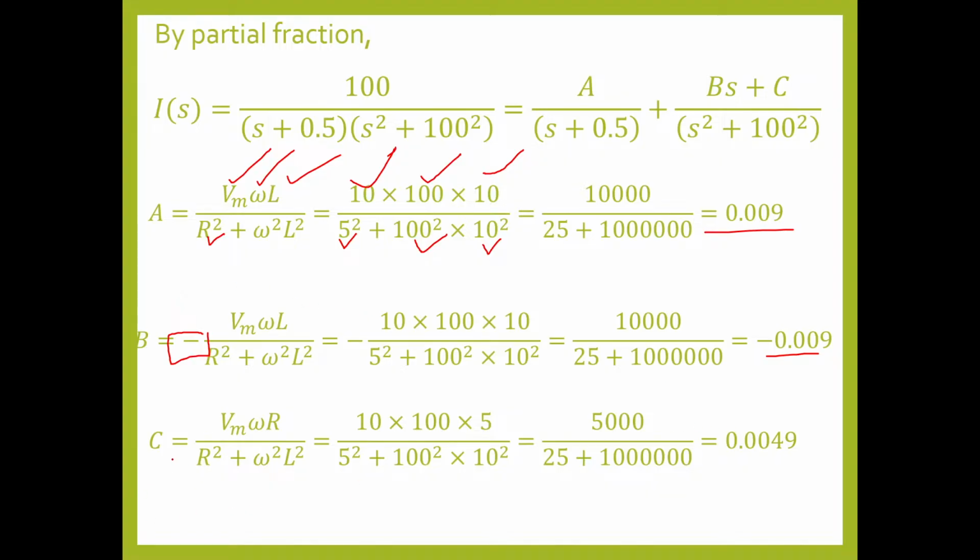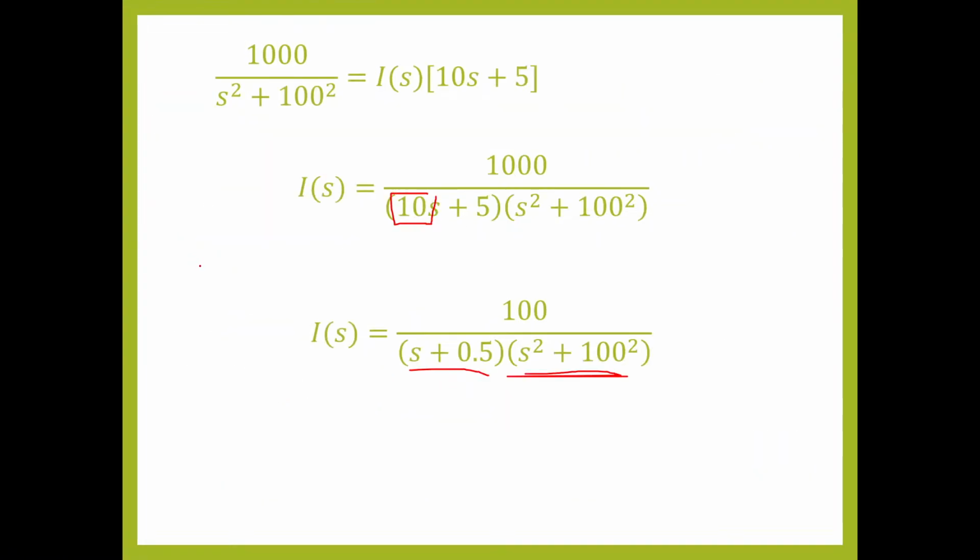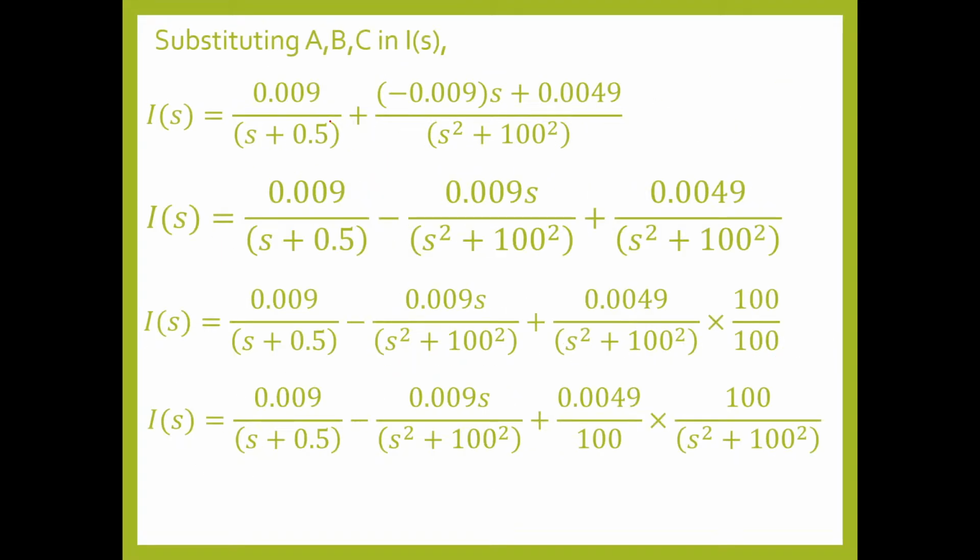And later on, to determine C, formula, Vm I know, Vm is 10, omega is 100, R value is 5. Here R is 5, omega again 100, L is 10. So substitute it, simplify it, you will get the C value. So after determining A, B, C, substitute those A, B, C values in your above equation of I of S. Substitute it in your I of S equation.